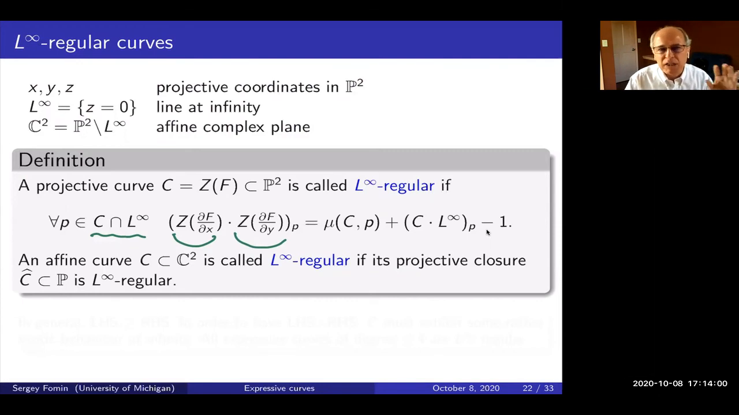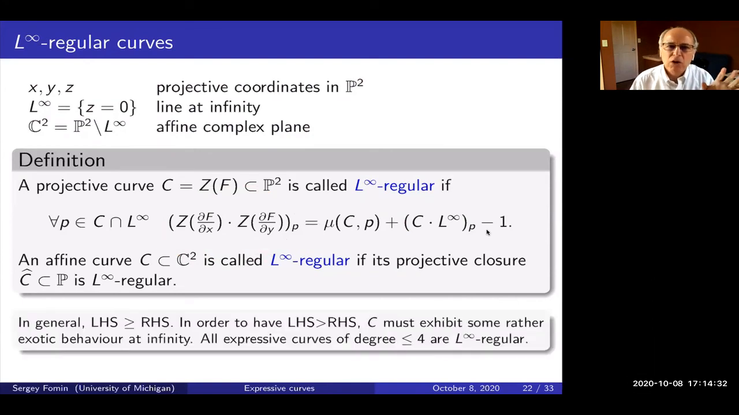But once I know what kind of singularity I have, and once I know the multiplicity of the intersection of my curve with the line at infinity at that point, then there is a certain predicted value for this intersection number, and I want that predicted value to match. In order for that not to match, you have to really work at it. Every expressive curve, for example, of degree at most 4 will automatically satisfy this condition.